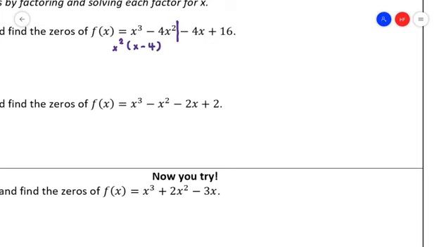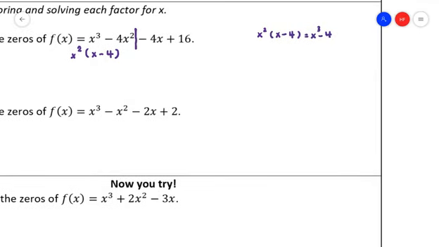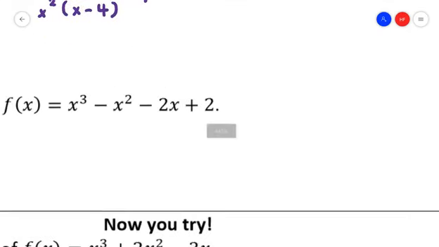Whenever I distribute that x squared, I'll get x cubed from the x squared times x, and then negative 4x squared. And that's exactly what I started with at the top right here. And that's what I want. I want it to be the same. I just want to take out that x squared.